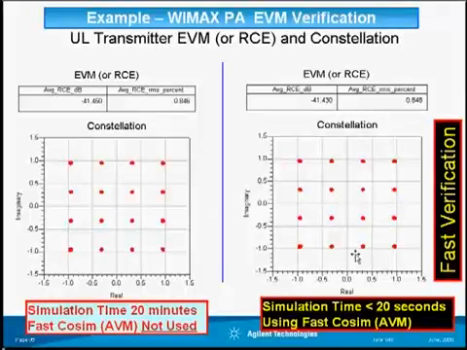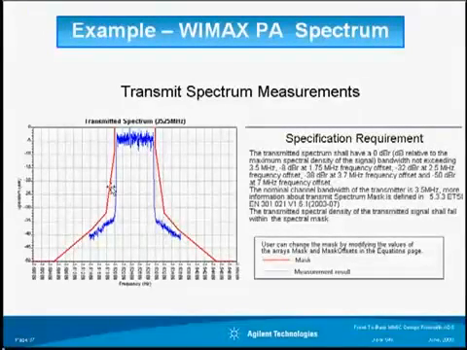Now look at the results. It's very identical. EVM is 0.848 using AVM, and EVM is 0.846. It is extremely accurate, and it is very, very fast to do for verification. Same simulation produces the spectrum, the WIMAX spectrum, and it has that red mask which shows you if you comply with the spec or not. So here it shows that we meet the specification in our amplifier for WIMAX spectrum.